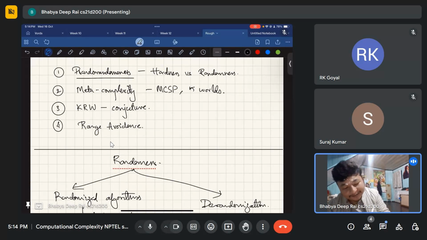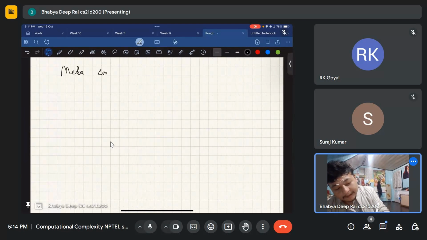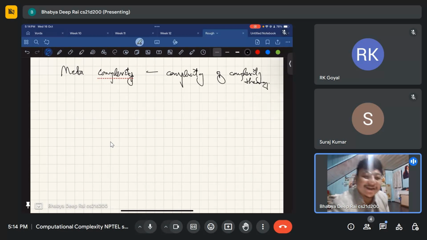Okay, the next thing I want to tell you about is meta complexity. This is the complexity of complexity theory, one level above. Meta complexity says things like: we don't know whether P is equal to NP or not, but let's say P is equal to NP, then what would have happened? Let's say P is not equal to NP, then what would have happened? Let's say BPP can be de-randomized, what would have happened? Let's say it cannot be de-randomized, then what happens?